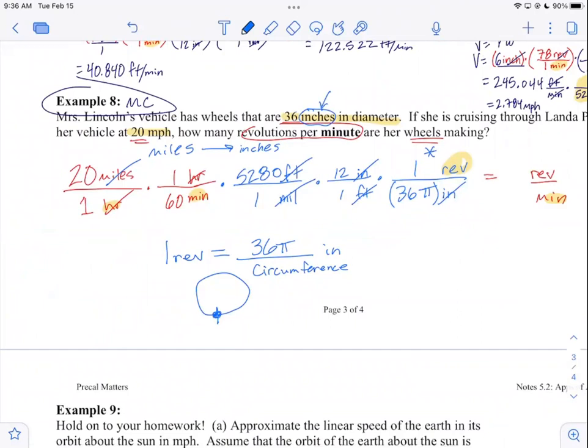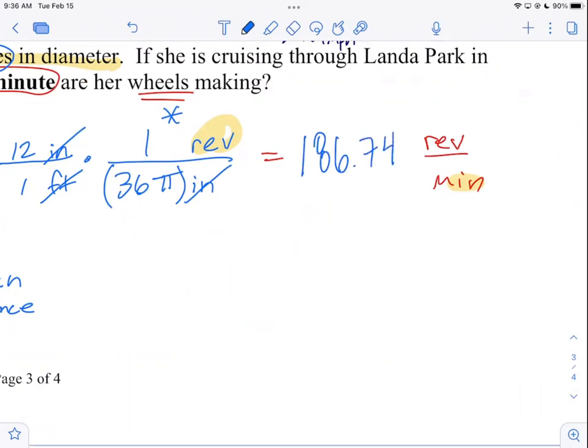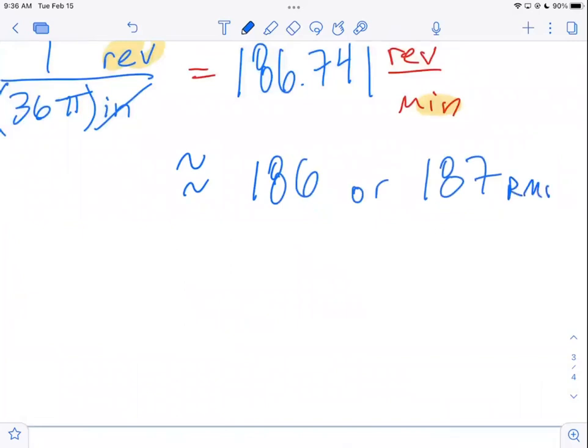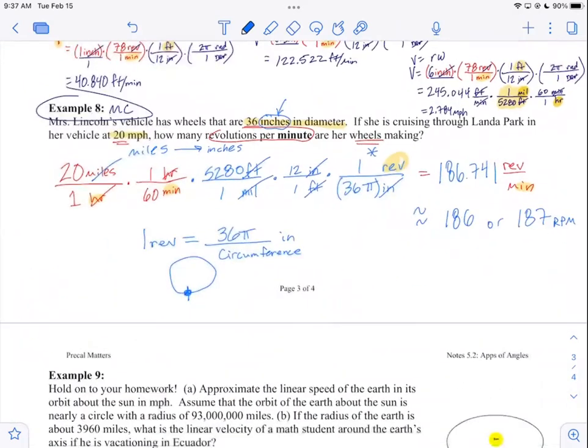We'll go 20 divided by 60 times 5280 times 12 divided by parentheses 36 pi, close parentheses, and I get the answer to be 186.741 revolutions per minute, which is approximately 186 or 187. I think tomorrow on the test, I round to the nearest RPM. That's not that bad, right? It's just dimensional analysis.